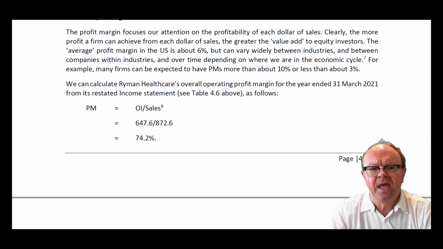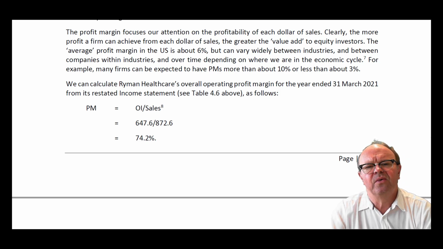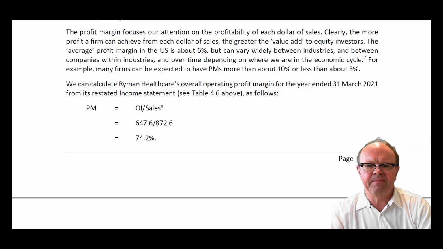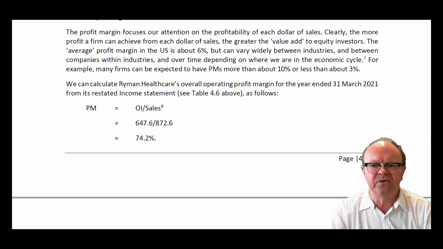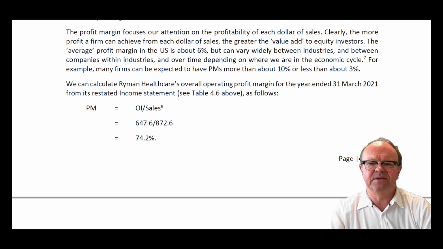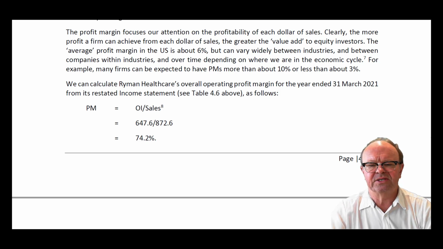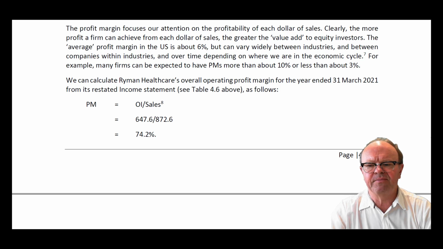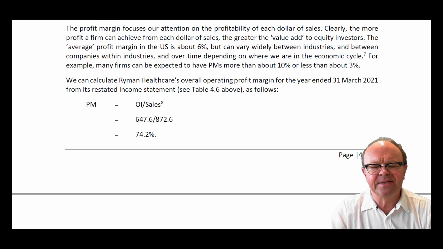The average profit margin in the US is about 6%, but can vary widely between industries and between companies within industries, and over time, depending on where we are in the economic cycle. For example, many firms can be expected to have profit margins more than about 10% or less than about 3%.